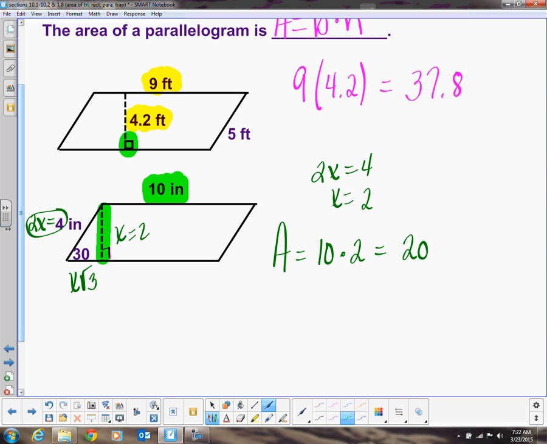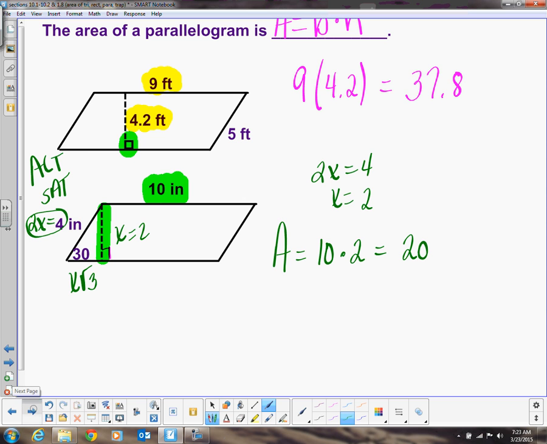Again, your homework is A44. Not 8:45. So at this point in time, I've got 30, 60, 90, 45, 45, 90 triangles in your figures to find missing pieces. SAT, ACT. 30, 60, 90, 45, 45, 90.